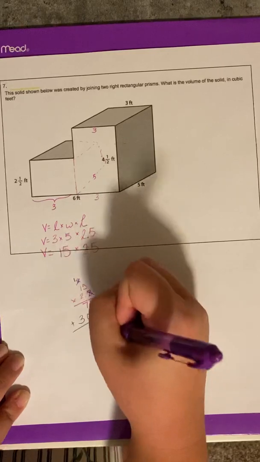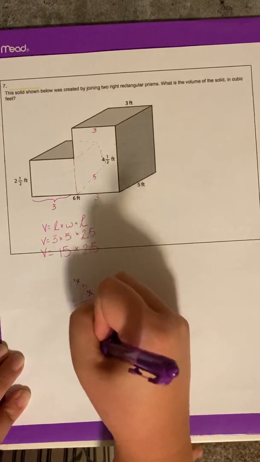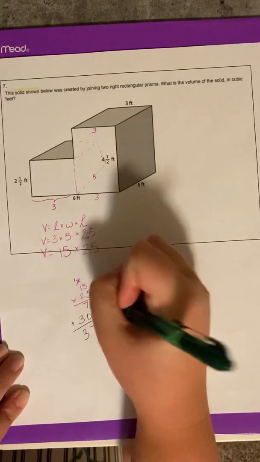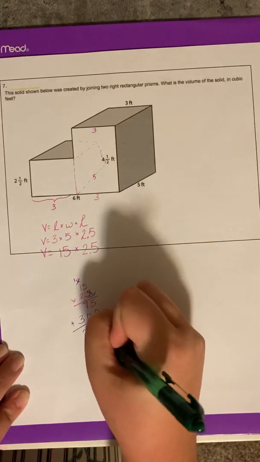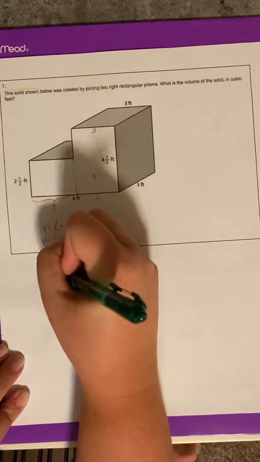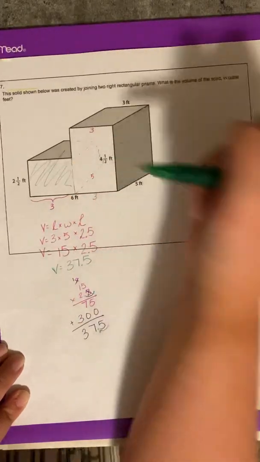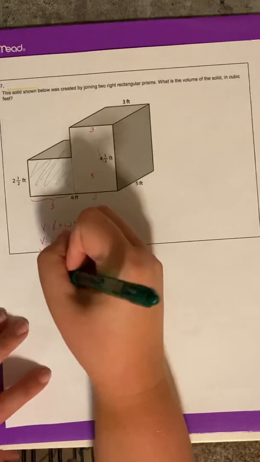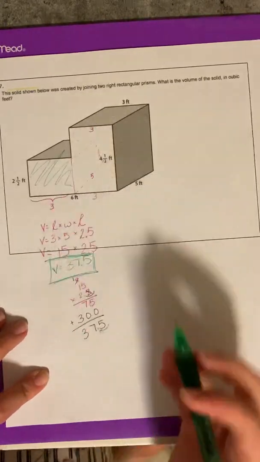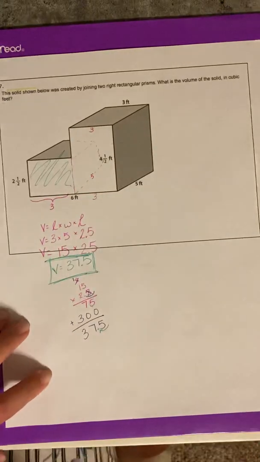Now we are going to add. We have 5, 7, 3. Our decimal only goes in just one time here, so it's going to be 37.5. So our volume is 37.5. Now, that's only of this small portion. So I'm going to put this off to the side and box it so I know we need to add that to whatever this volume is.